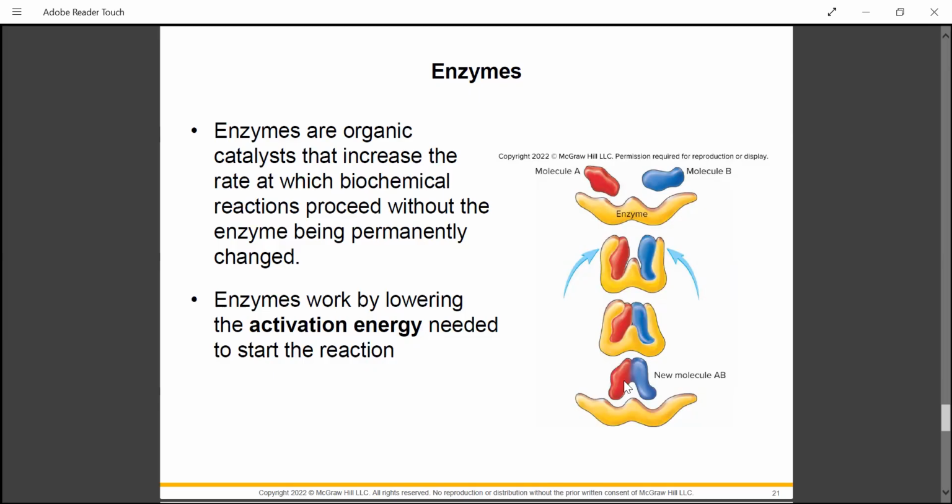And after that reaction happens, you can see our enzyme is unchanged. So it changes shape in this middle part to help connect our two molecules here. But at the end, even though we have AB now, our enzyme looks exactly the same as where we started.